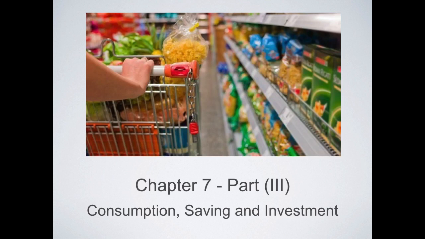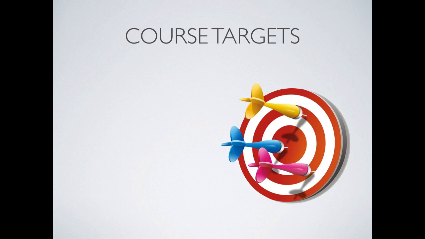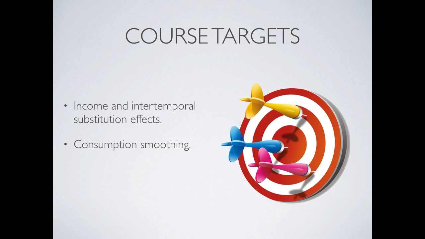Hi, welcome everyone. We are going to finish chapter 7, part 3. For part 3, our course targets are to introduce you to the concept of income and intertemporal substitution effect. Then we are going to talk about consumption smoothing and finish the chapter with the consumption and investment relationship.